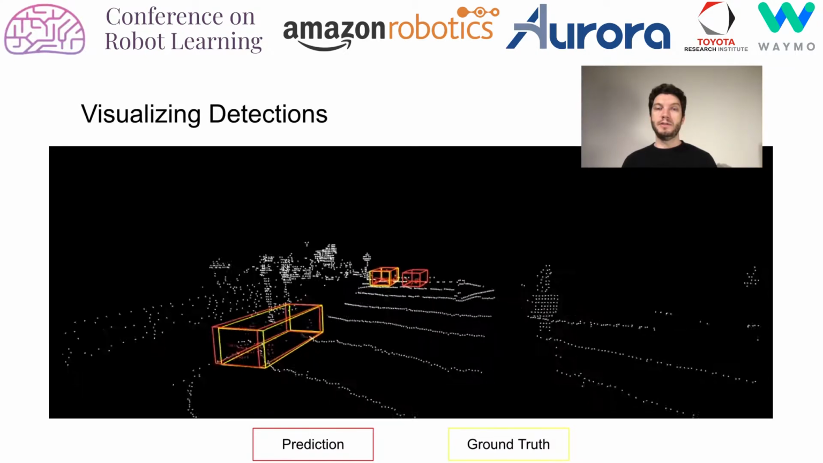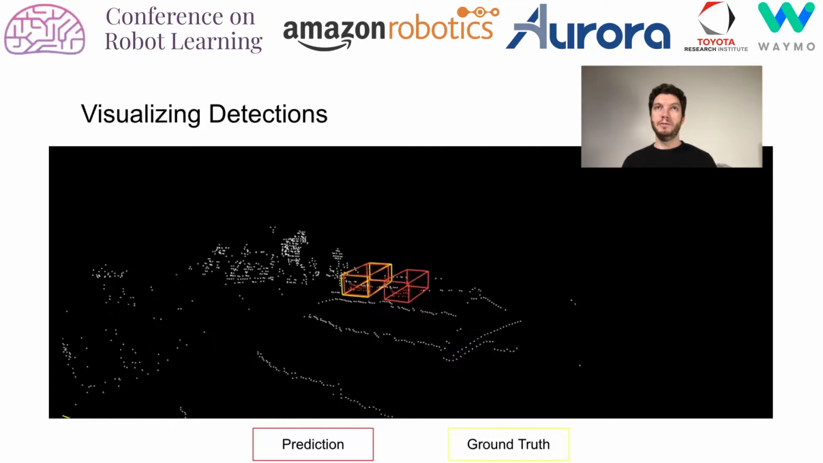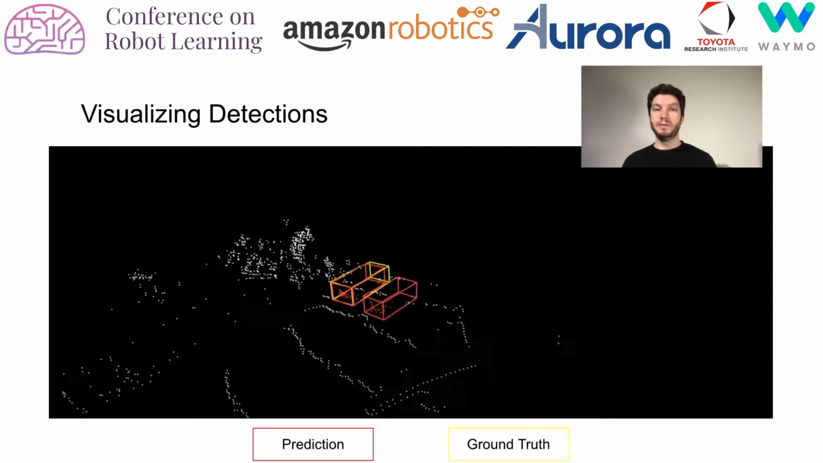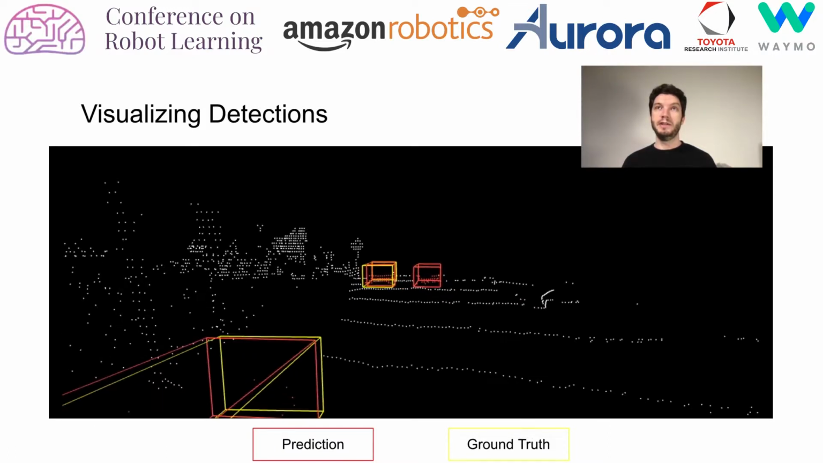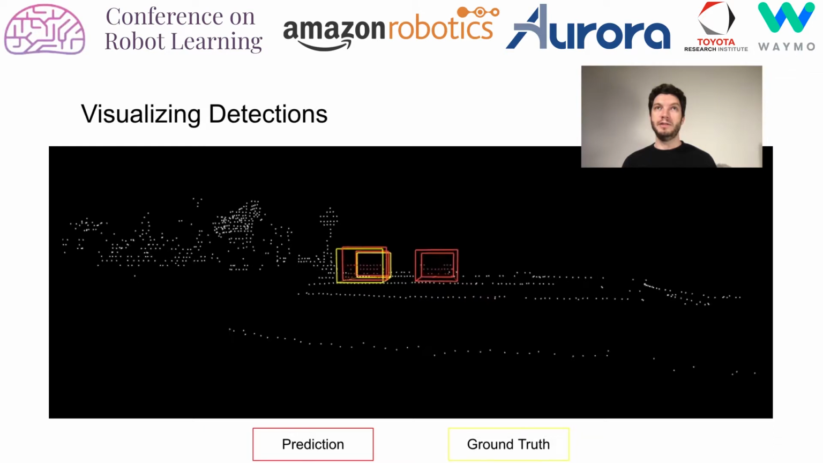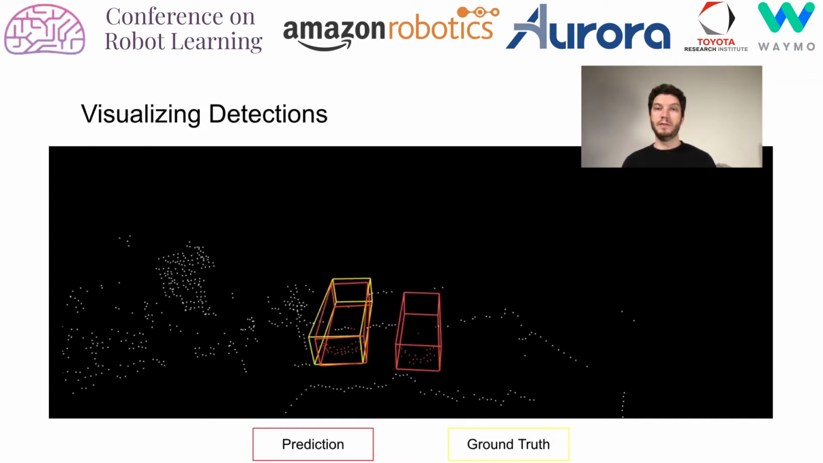Even for this difficult scenario, where even for a human it is hard to tell whether this is a false positive or just a missing annotation, we're able to detect objects quite reliably up to the extremity of the laser range.